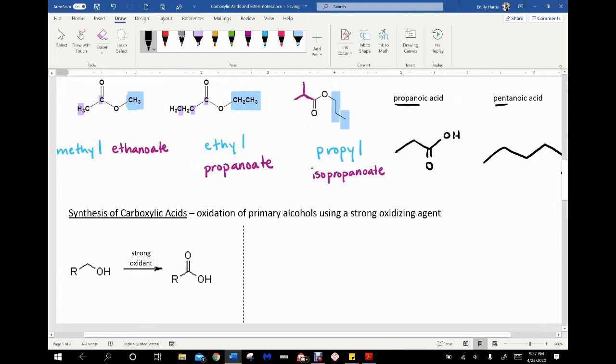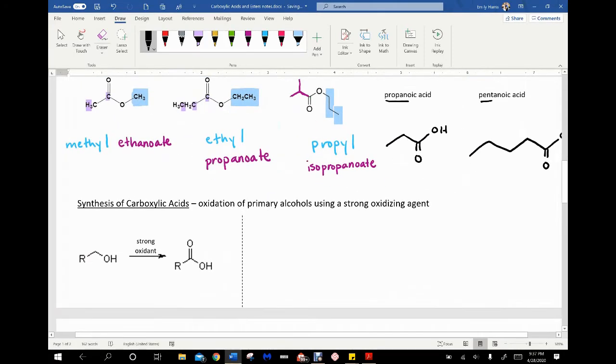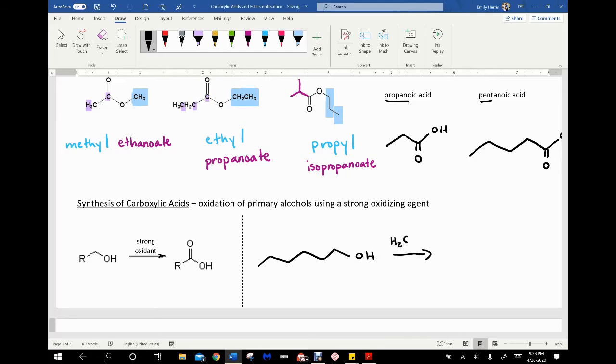So now, right quick, let's run through a few reactions that involve carboxylic acids and our esters here. And so one of these we've actually already talked about when we did alcohols, and that is that one of the ways you can synthesize or make carboxylic acids is by oxidizing a primary alcohol using a strong oxidizing agent. So let's pretend that we've got an alcohol with a pretty good sized chain here. And let's pretend that we want to treat it with a strong oxidizing agent, maybe some chromic acid, let's say.